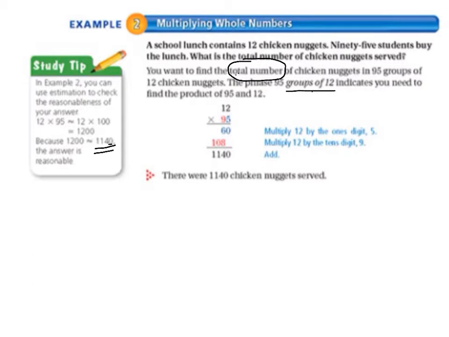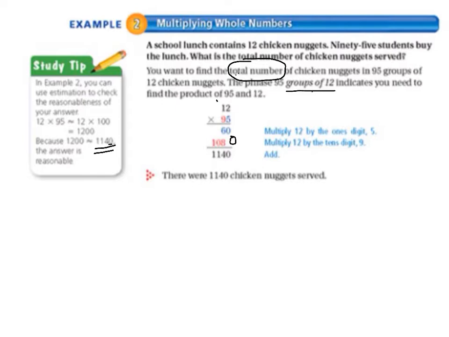So 12 times 95, and we start by multiplying 5 times 2, which is 10, and we would carry that 1. 5 times 1 is 5, plus 1 is 6. And then they didn't put a 0 down here as a placeholder, so I'm going to. We put our 0 down here as a placeholder. 9 times 2 is 18. We've got a 1 up there already carried from last time, so we're going to reuse it.